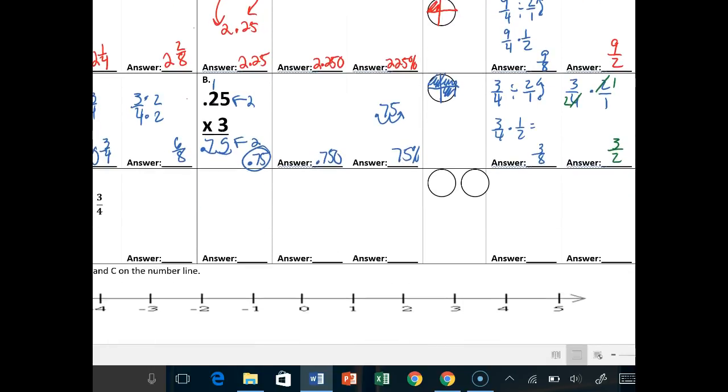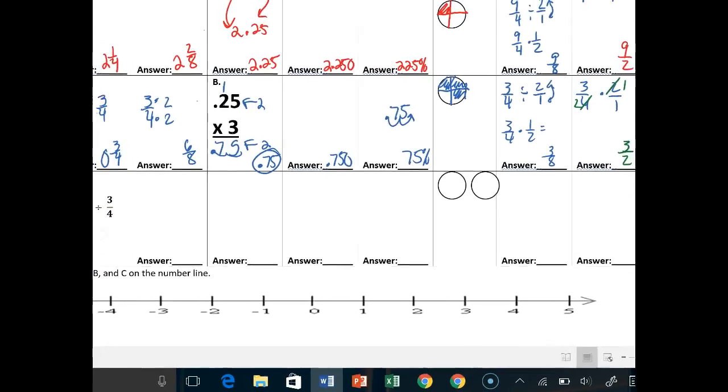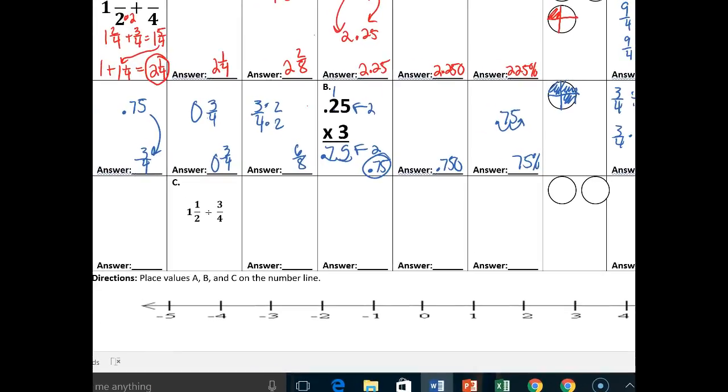Alright, for the last one, I have a mixed number divided by a fraction. So first we want to put a star here because again, you're going to have to pay real close attention because you're going to have to do the same thing on the back. So 1 1/2 we need to first turn to an improper fraction, so it's 3/2 divided by 3/4. And then we have to multiply, so flip it and multiply. So 3/2 times 4/3.